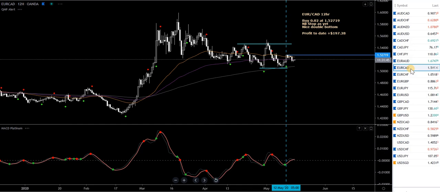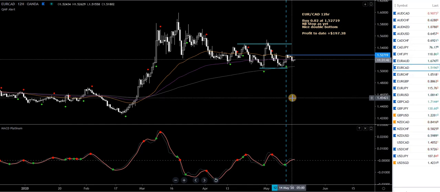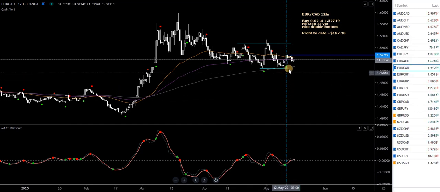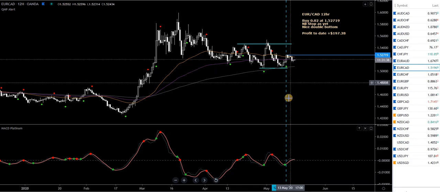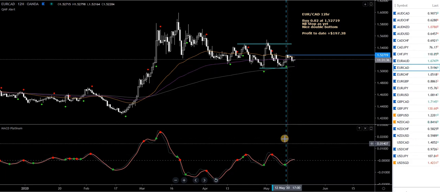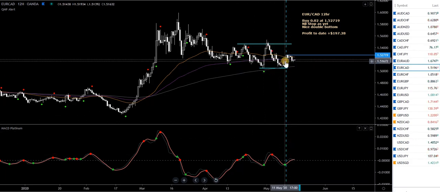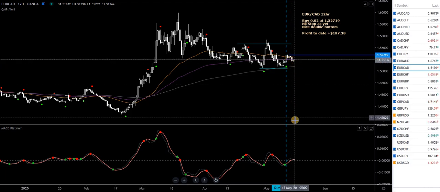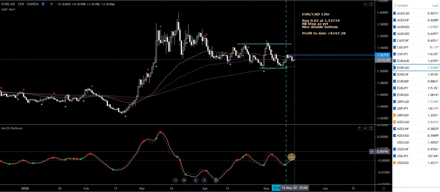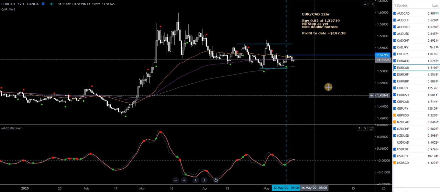Euro CAD in a buy, going nowhere fast, gone against me as usual. And now we're at MACD Platinum through the zero level down here. Things just bouncing around, so we'll just wait and see what happens. Possible sell hedge coming up, no idea.